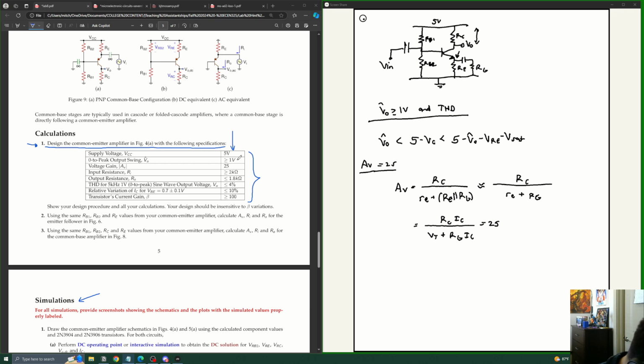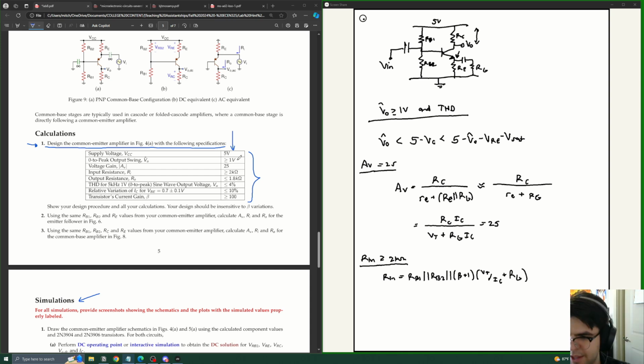So now the input impedance, right? So greater than 2 kiloohms. Well, knowing the equation that they give us in the lab manual about what the input impedance is, Rn is going to equal RB1 parallel with RB2 times beta plus 1 times VT divided by IC plus RG.